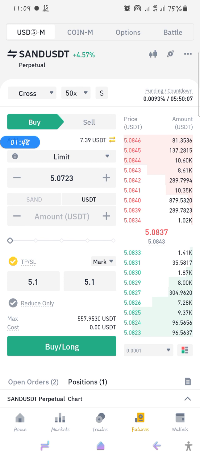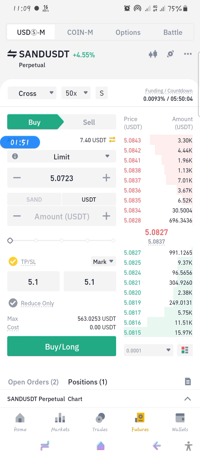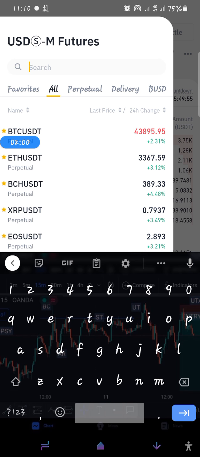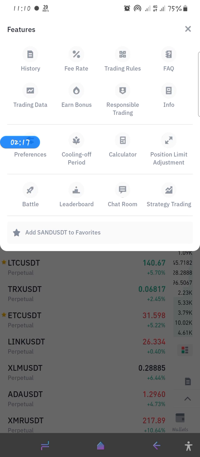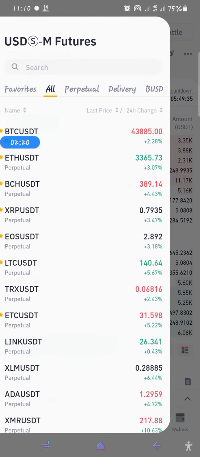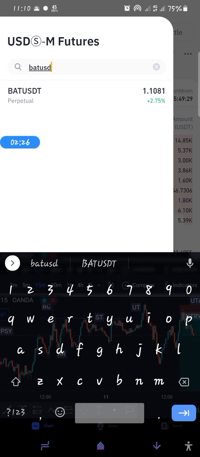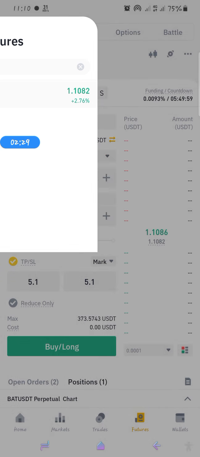Now to select any pair you want to trade, maybe I send a signal. Let me quickly run a signal right now. So let's say I send a signal on BTC USDT. No, I don't even send signals on BTC USDT. So let's just quickly check BAT. Let's just say I sent a signal on BAT USDT and I say sell limit on BAT USDT. So you just come here. Sorry about that. You come here, you click on that, you search for BAT USDT. You can add it if you want, then you click on it.